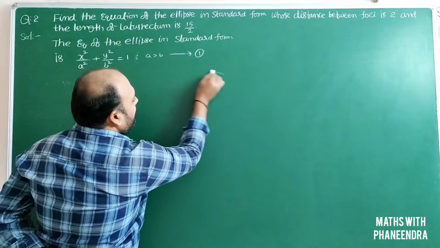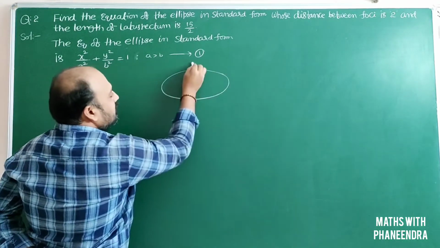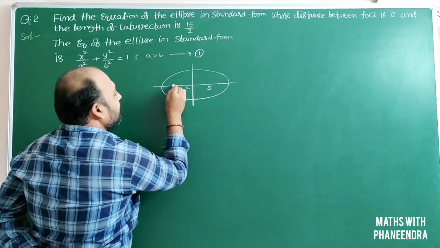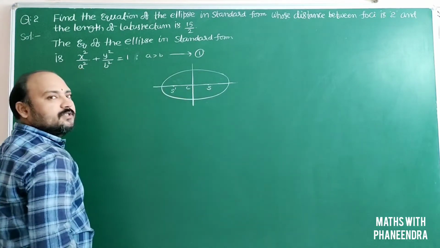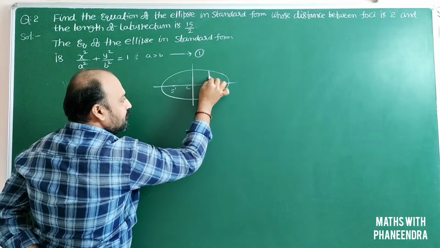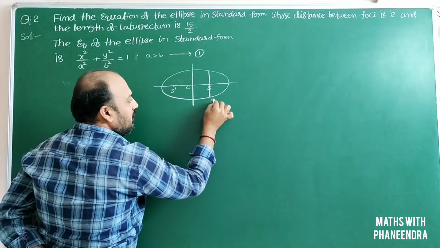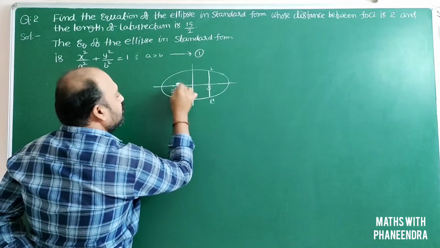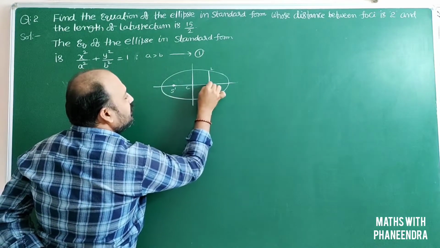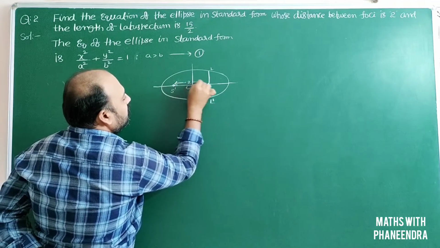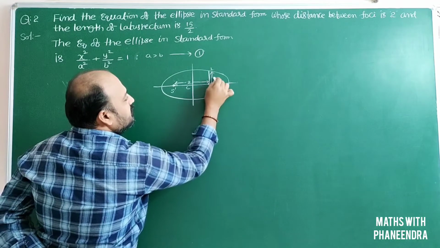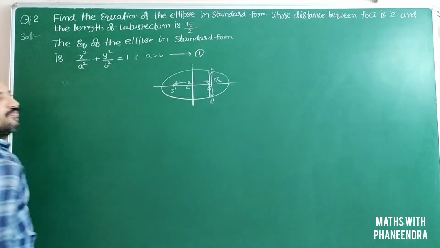So this is the rough figure of a is greater than b case. Ellipse, center, distance between foci S and S dash, length of latus rectum L dash and L. So distance between these two is given as 2 units from here to here. And distance between these two, length of latus rectum is equal to 15 by 2.